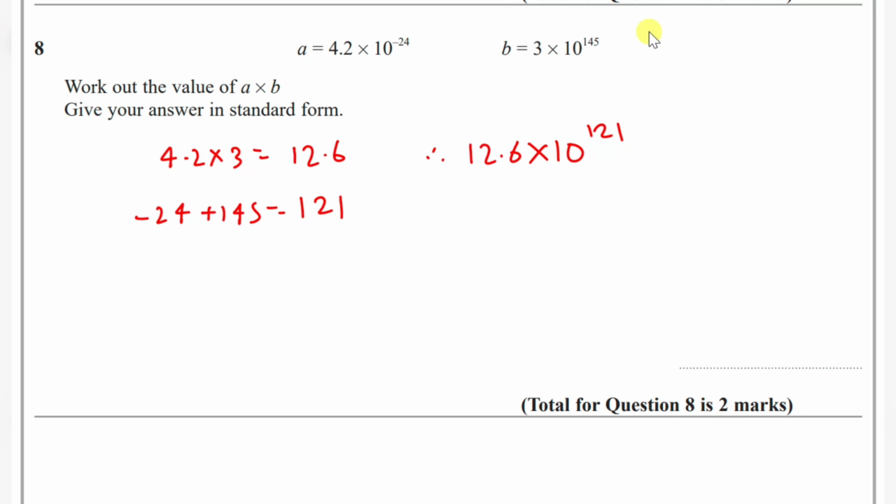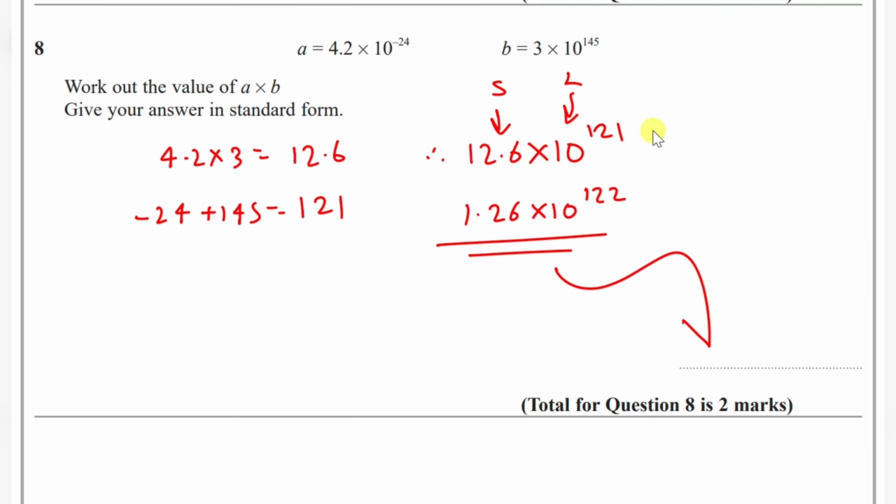However, this isn't standard form, guys. It looks like it, but this 12.6 is too big. It needs to be a number between 1 and 10. Now, you just need to move this decimal across. The trick is, when you shrink this, then you have to enlarge this one. So this gets smaller, that gets bigger. If you did it the other way around, if this got bigger, you would have to shrink this one. So to shrink it, it will now be 1.26. And when I say enlarge it, it means just add 1 to the power. So it'll be 122. That's your answer, guys, yeah?